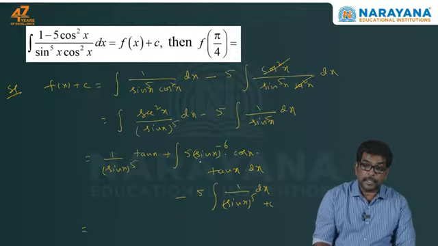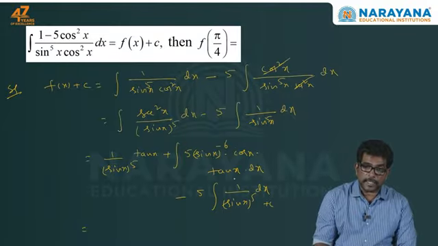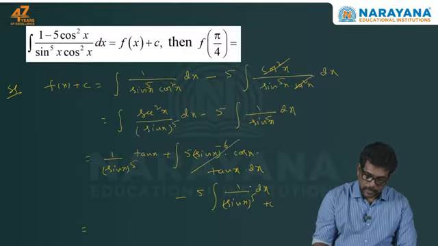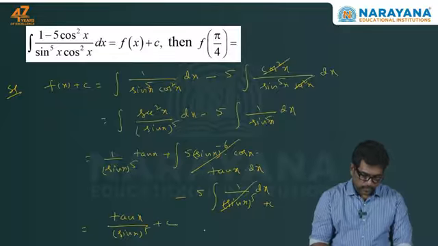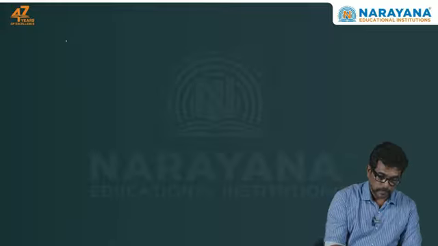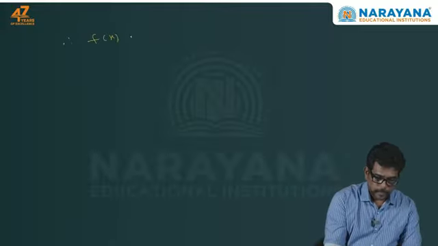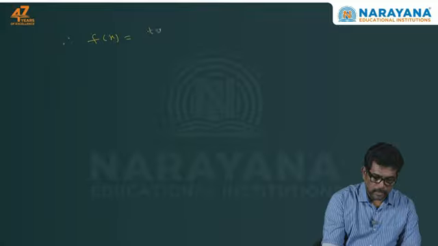Now by simplifying, the integral of 5 into sin x whole to the power of minus 6 cos x into tan x dx is the same as 5 times integral of 1 by (sin x) whole to the power of 5 dx. Both are cancelled. So this becomes tan x by (sin x) whole to the power of 5 plus c. Therefore, f of x is equal to tan x by (sin x) whole to the power of 5.